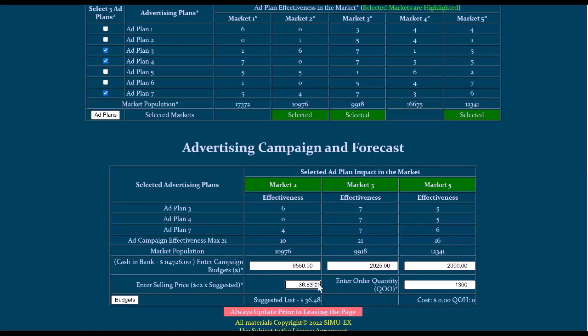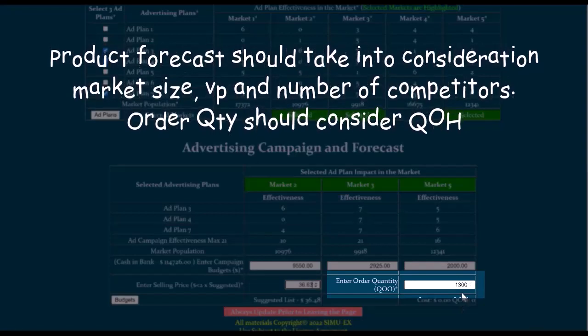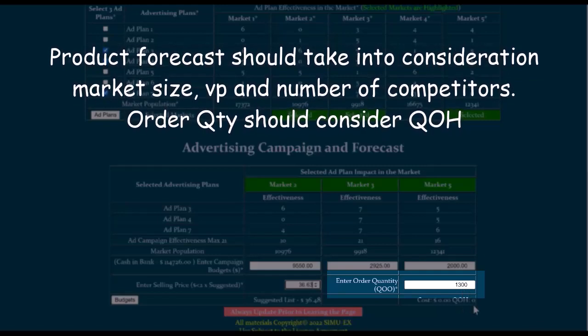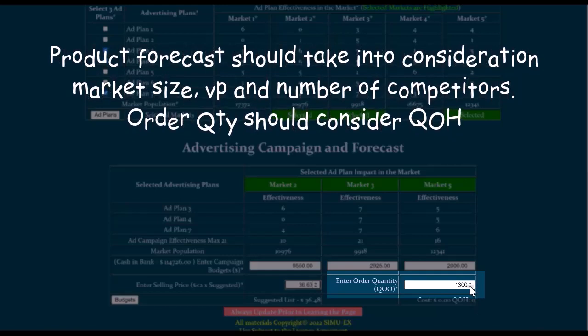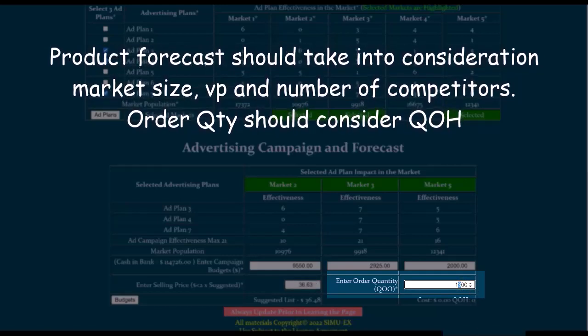So once I've made my pricing decision, the last one is to forecast how many units I intend to sell. As you can see in this case, the manager has determined 1,300 units. They have 0 quantity on hand, that is, they have no units left in inventory. So they will go ahead and may project 1,400 and so on.